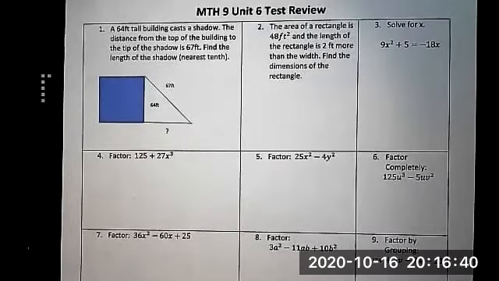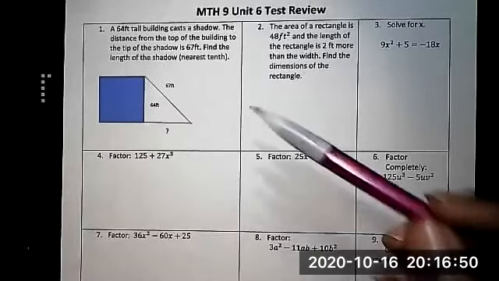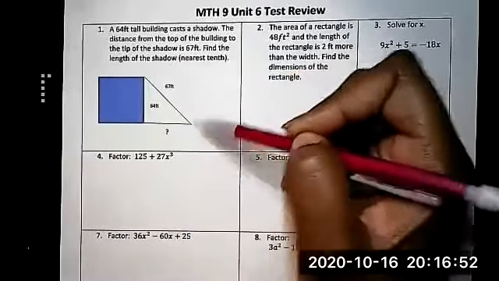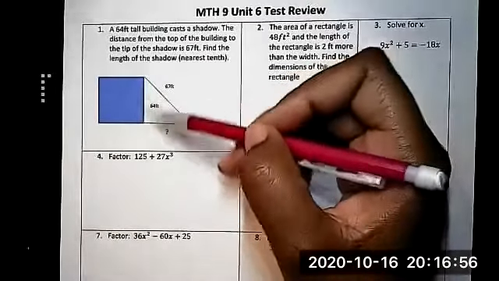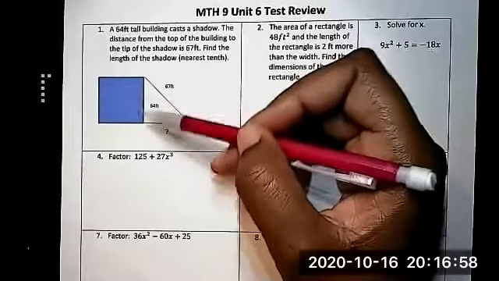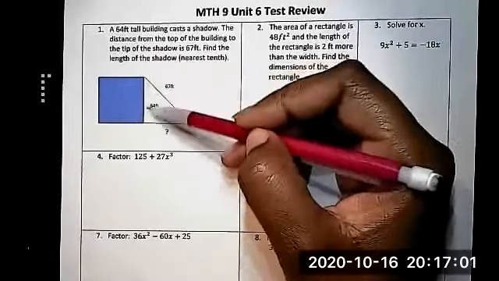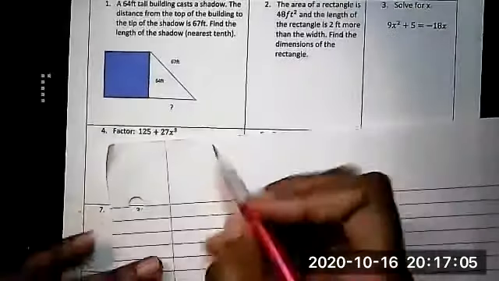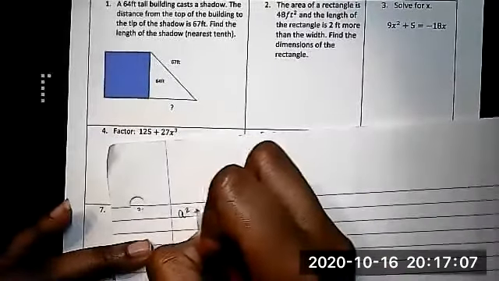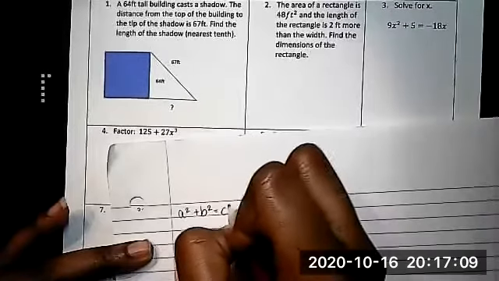All right, so a 64-foot tall building casts a shadow. The distance from the top of the building to the tip of the shadow is 67 feet, and they have that here. Find the length of the shadow to the nearest tenth. They already told you that the building is 64 feet tall, so that's that. You're going to use the Pythagorean theorem: a squared plus b squared equals c squared.